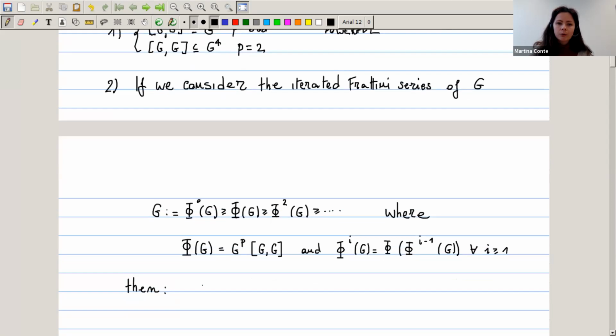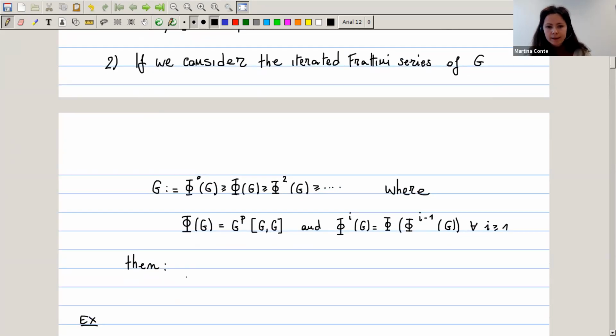If we consider such a series, then the cardinalities of the quotients phi^i(G) over phi^(i+1)(G) are all constant, and hence equal to the cardinality of G over phi(G).